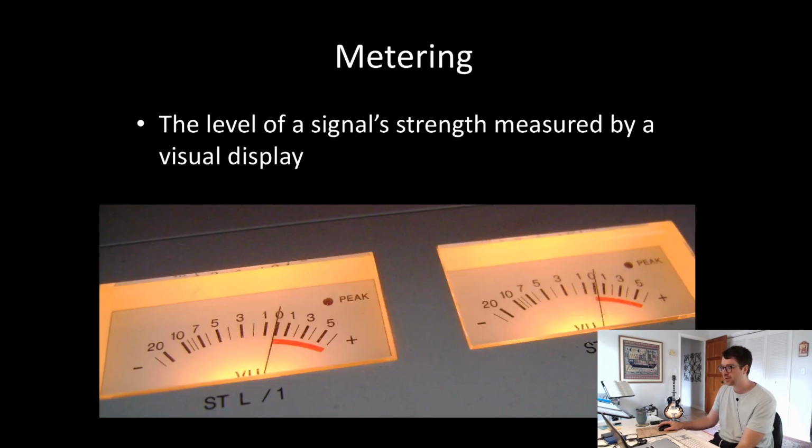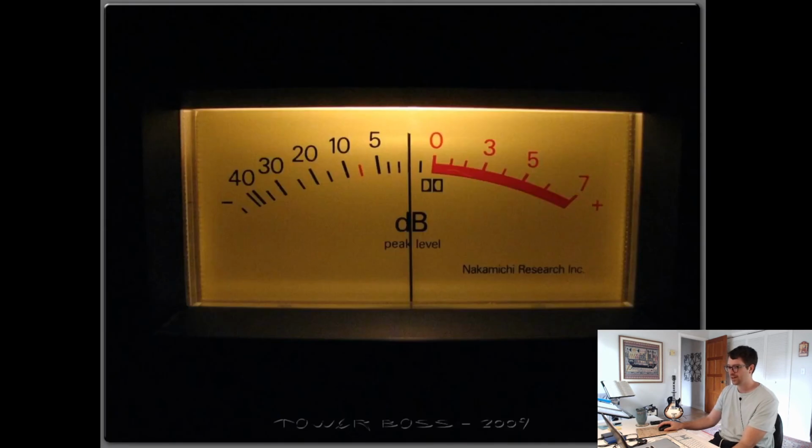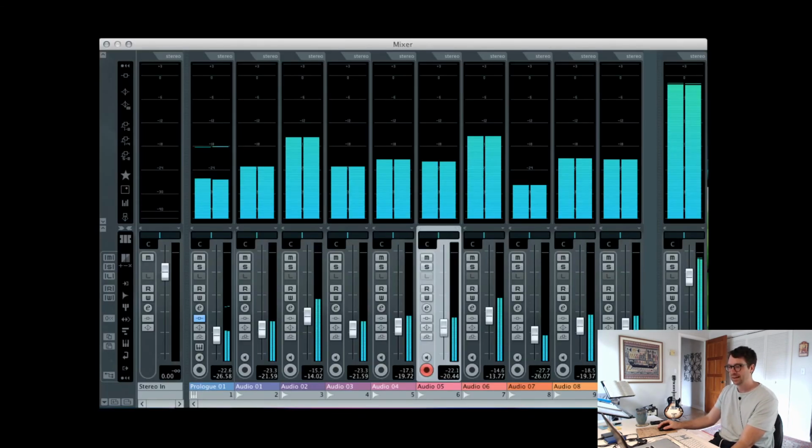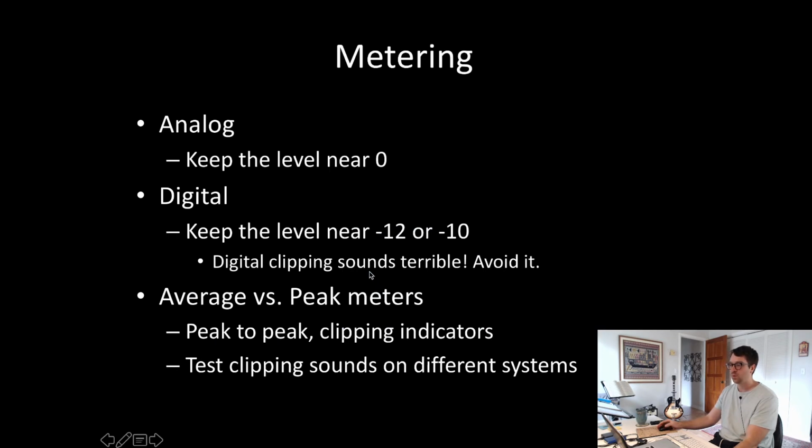Metering the signal strength. Oh yeah, these sweet VU meters, which are used for analog equipment. Oh, makes me feel like I'm on a submarine. And then some meters for a DAW. One thing that's different about metering between analog and digital is that clipping means something different.